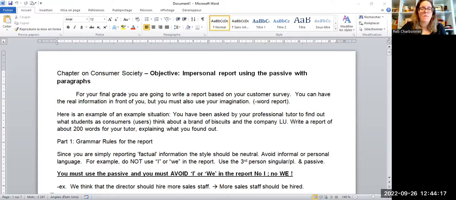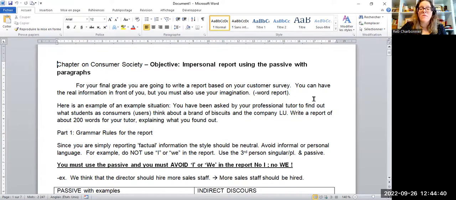So let's get started. First of all, what's the objective? The objective is to write an impersonal report. For that, I want you to improve your level, get a little ahead of the game, and use the passive. You're going to use a report based on your survey that you did in class, the meeting, and you can also use your imagination. I didn't put it here, but normally you would have a report that's at least 200 words. So let's put that in here. That's the first thing we're going to add.